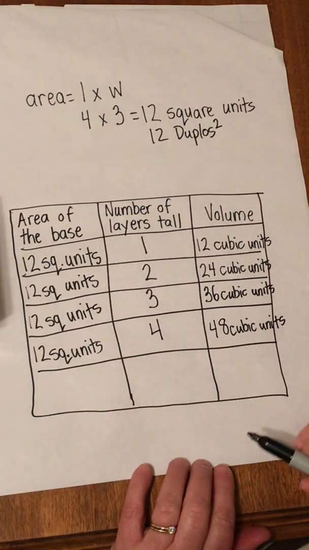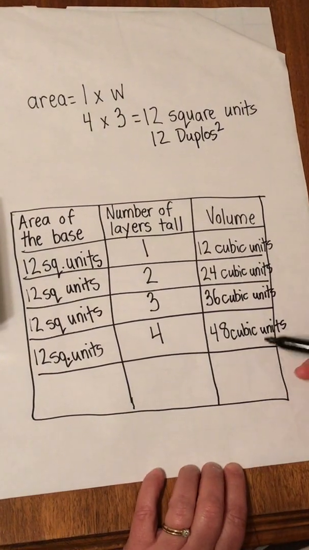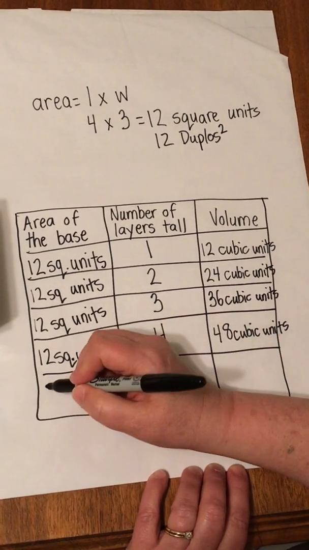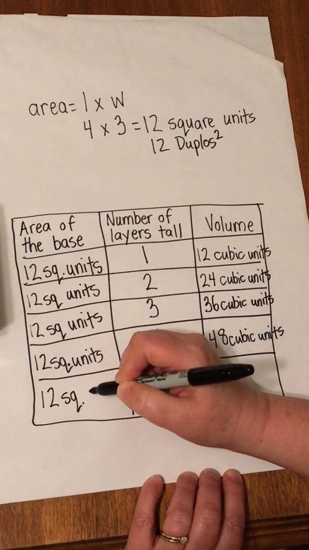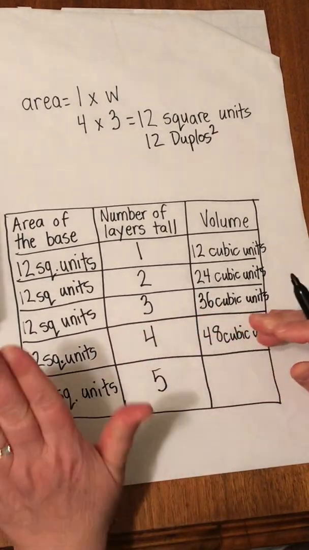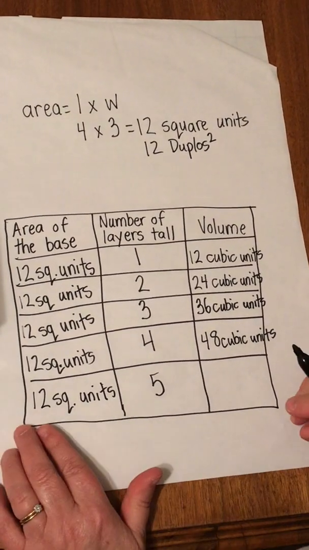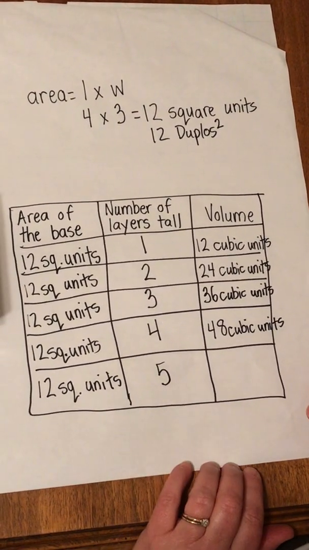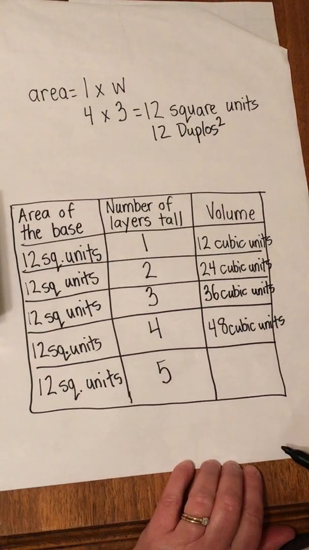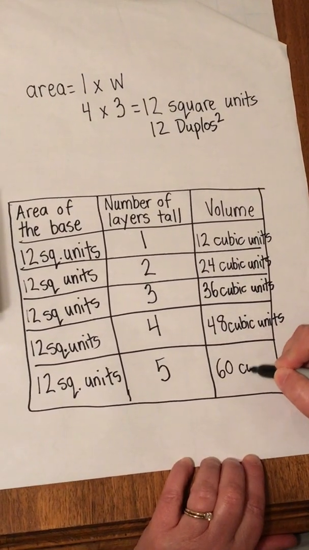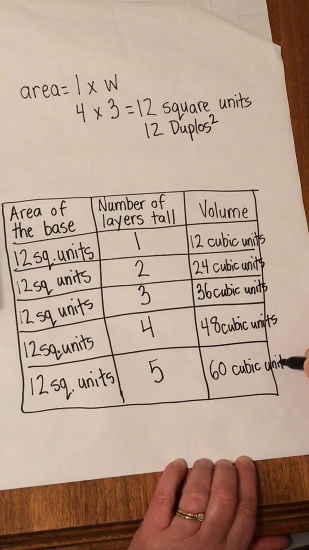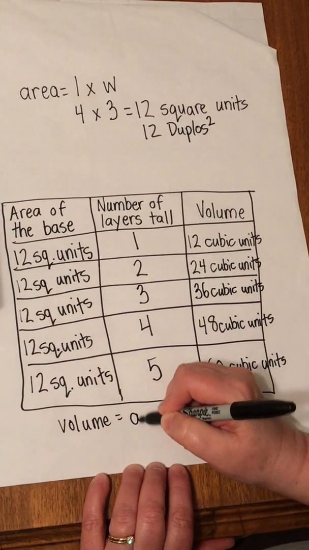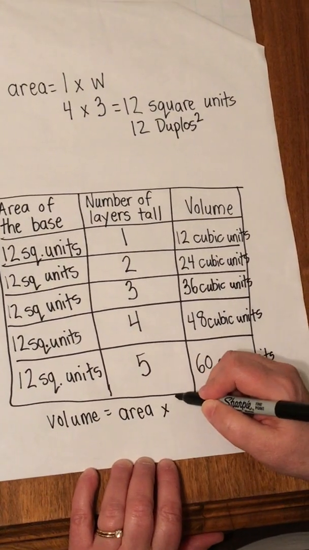I wonder if we could figure out what the volume would be if we had 5 layers. How could we do that without using the Duplo blocks to fill the whole rectangular prism in? Well, we already said, hey, if I multiply the area times the number of layers, the height, that would give me the volume. And 12 times 5 is 60. So as a review, volume is equal to the area times the height.